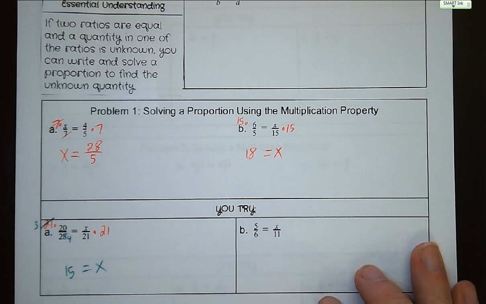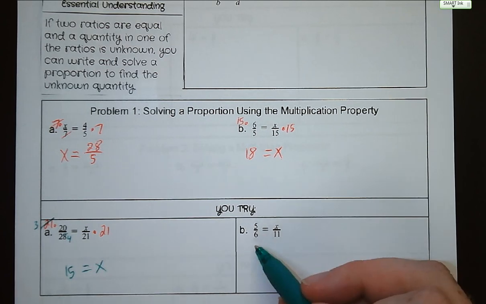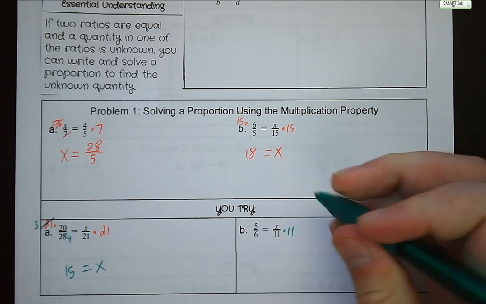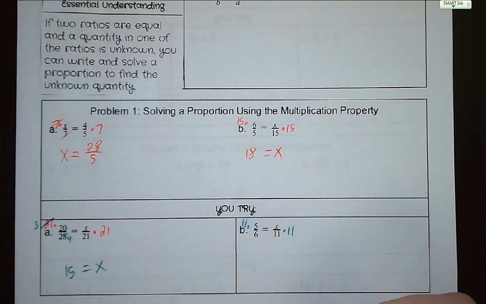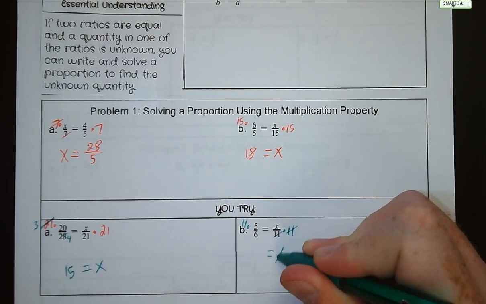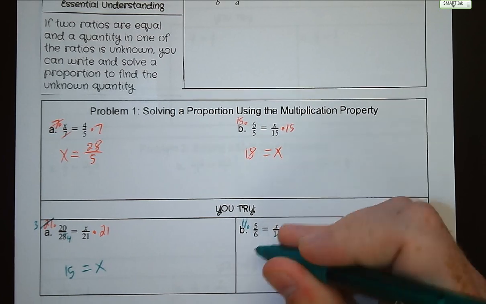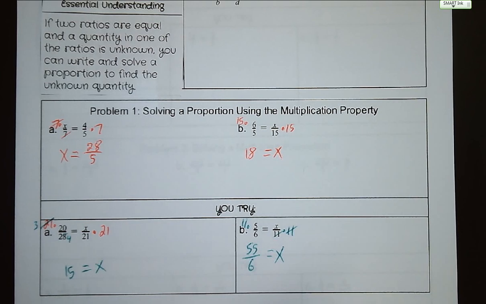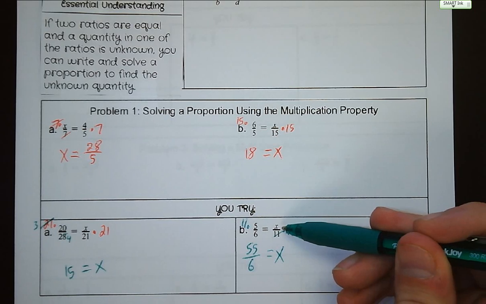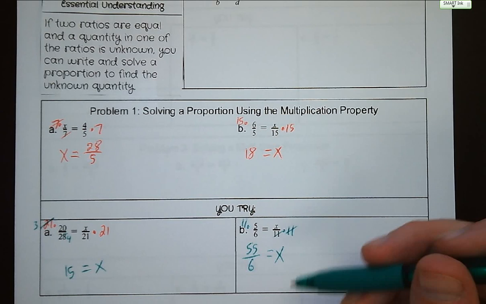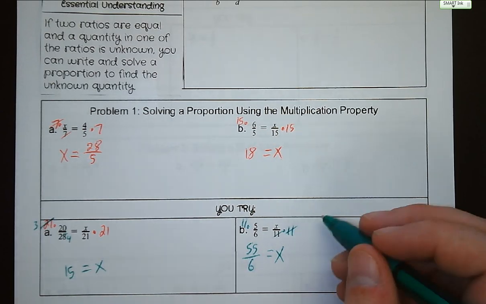Okay. Letter B, we have 5/6 is equal to x over 11. We multiply both sides of the equation by 11. That side cancels out, and we get 55 over 6. Okay. Now you'll use the multiplication property when the variable that you're trying to isolate is in the numerator of one of your two ratios, and it is by itself.